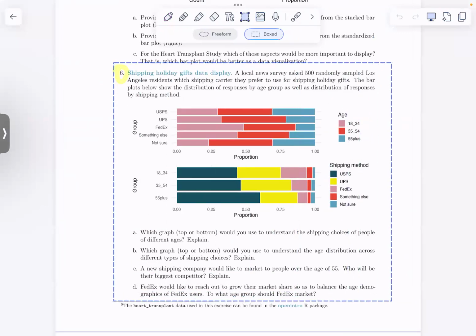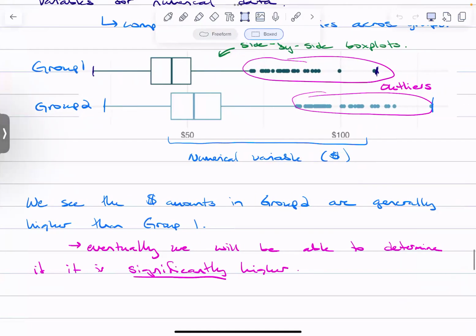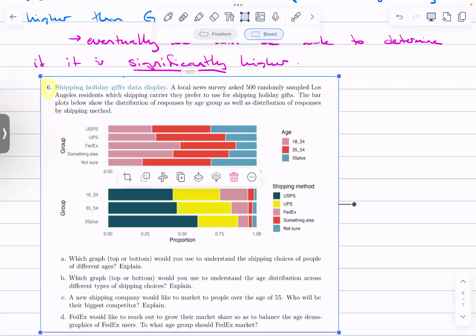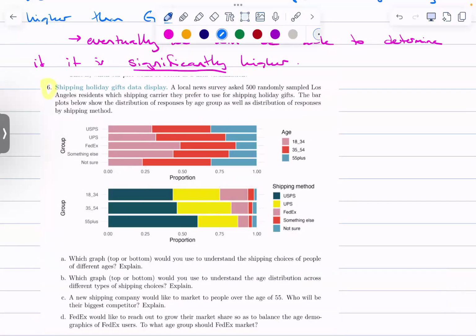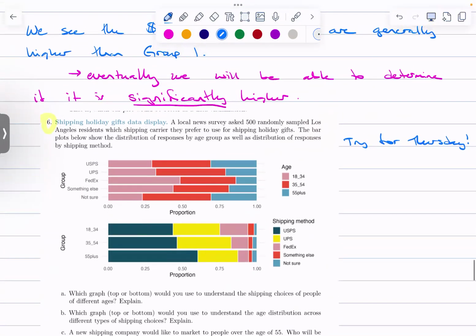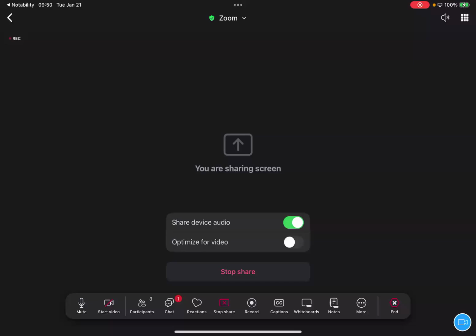Copy and paste. Try for Thursday. Whee! Number 6. If you have any questions, let me know. Otherwise, I'll see you on Thursday. I'll stop this. Hopefully I remembered to record.